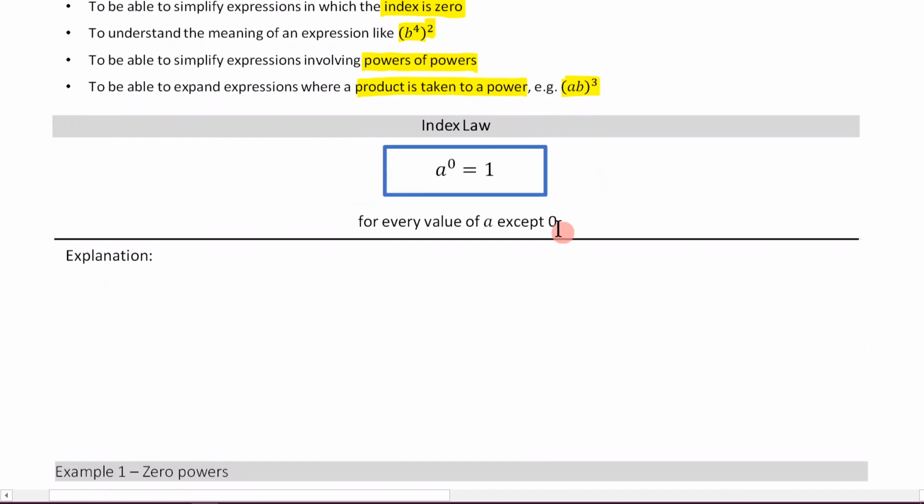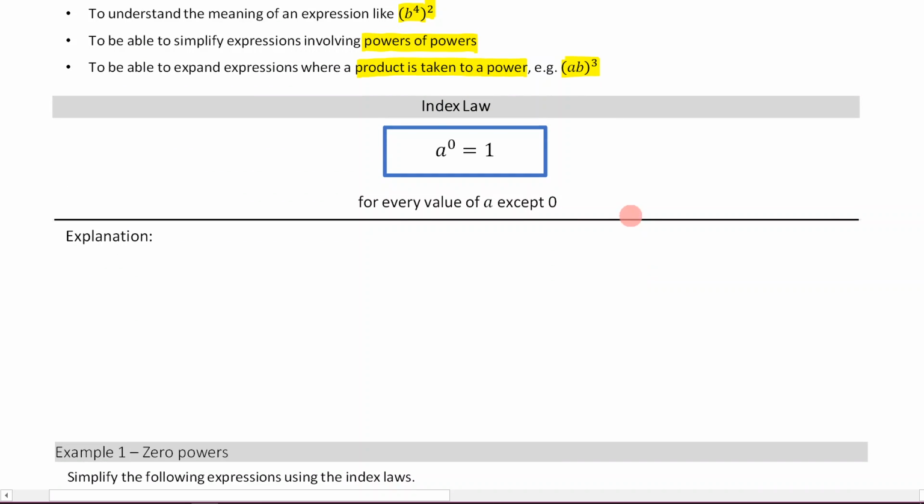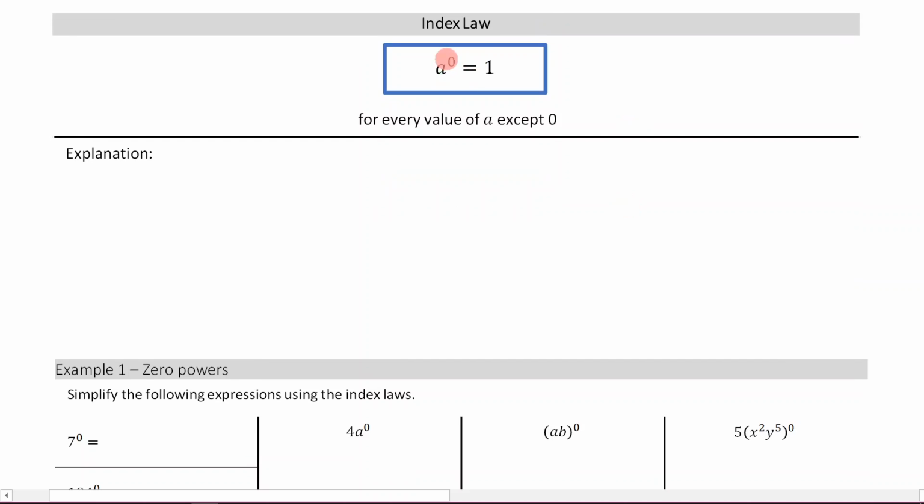Okay, so the first index law that we're going to go through in this lesson is this one right here, which states that a raised to the 0 is equal to 1 for every value of a except 0. So this tells us that when we have a number and we raise it to 0, it's going to be equal to 1. So let me repeat that. When we have any number and we raise it to 0, the answer is going to be 1.